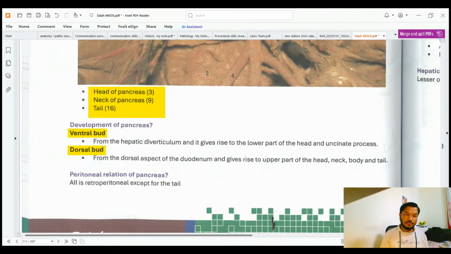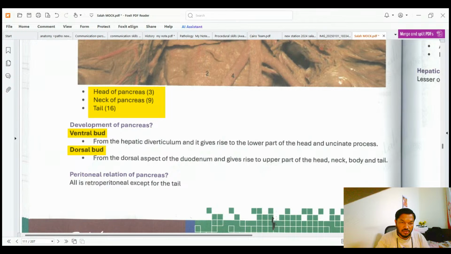So development of the pancreas, we have ventral bud and dorsal bud. Ventral bud from hepatic diverticulum gives rise to lower part of the head and uncinate process, and dorsal bud from dorsal aspect of the duodenum gives rise to upper part of the head, neck, body, and tail.